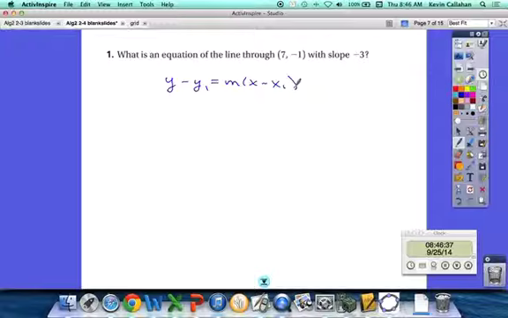So in this case, the slope is pretty clear, right? The slope is -3, that's going to go right there. The x1, y1 is the fixed point that we're supposed to substitute. So we'll put in the 7 here, and the -1 here. So just substitute in the place of those three. y minus -1 equals -3 times x minus 7.